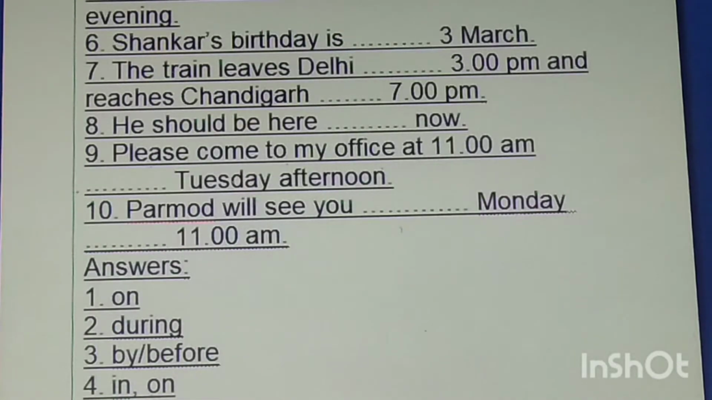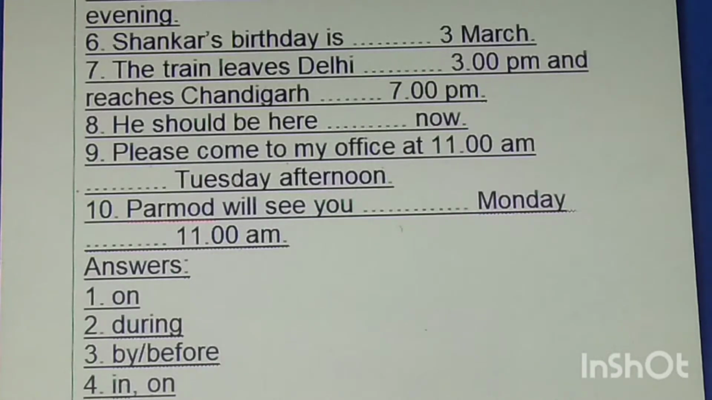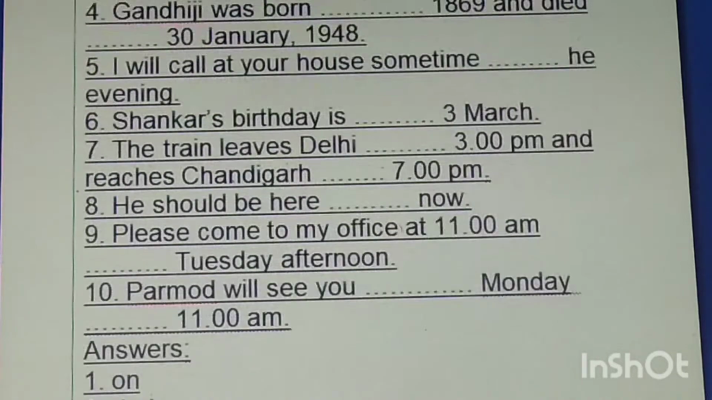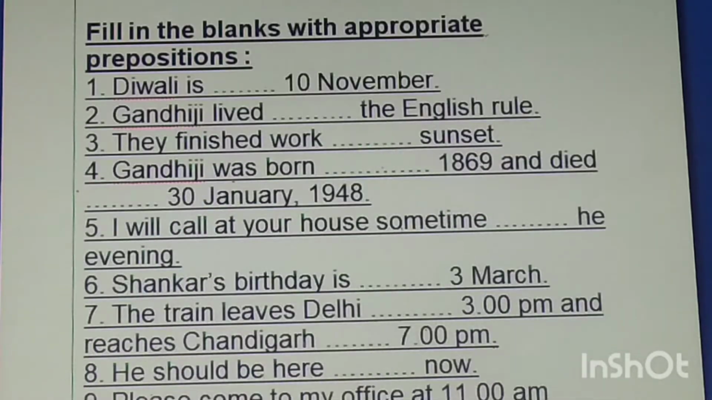Shankar's birthday is dash 3rd March. The train leaves Delhi dash 3 p.m. and reaches Chandigarh 7 p.m. He should be here dash now. Then look at the 9th question. Then 10th also, children. Okay, so once again the questions, please note down.